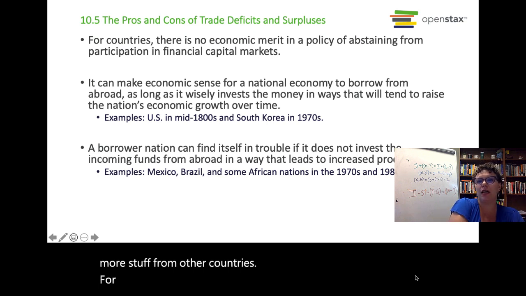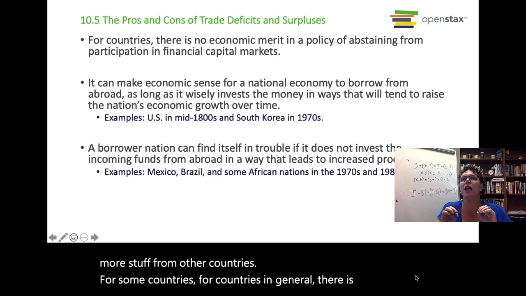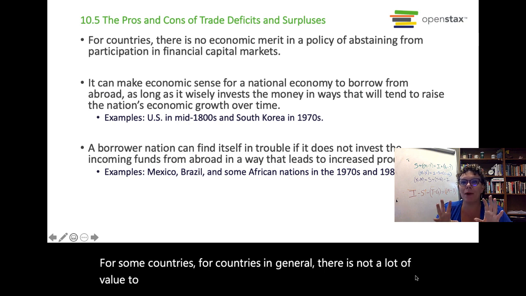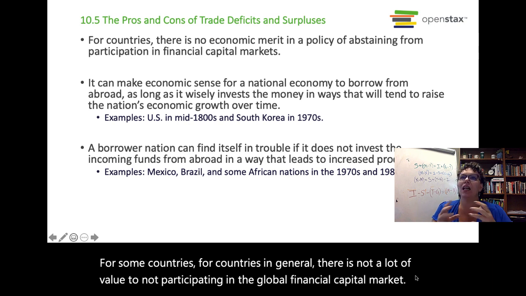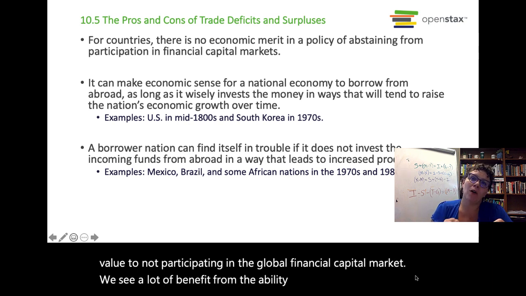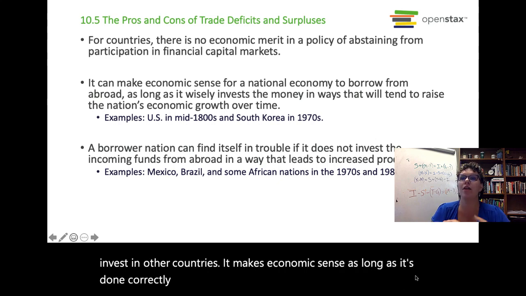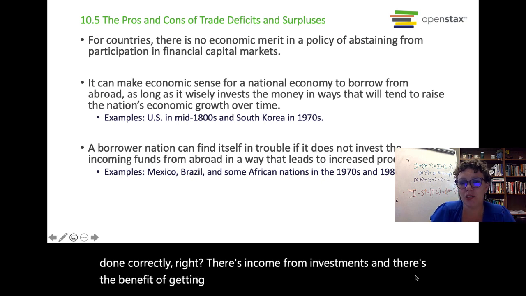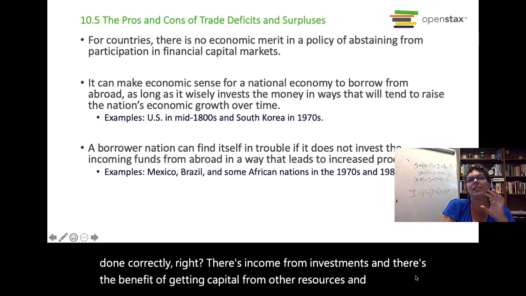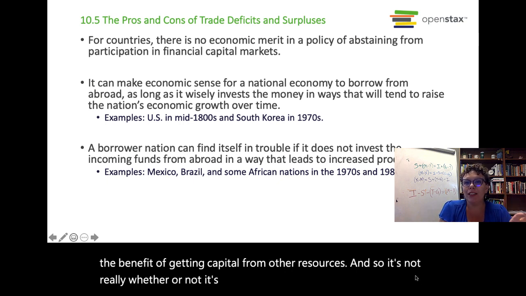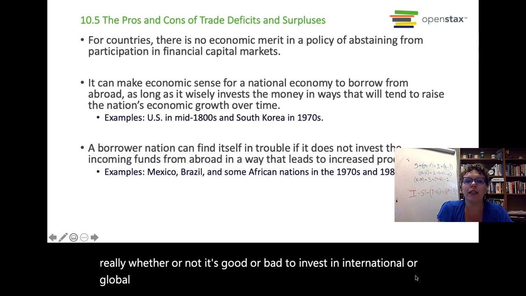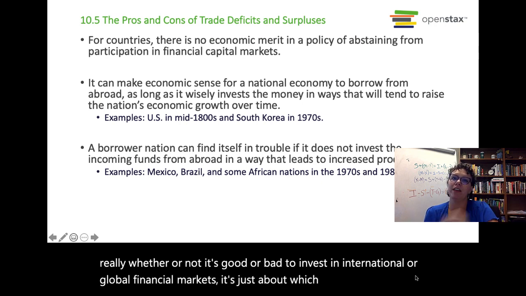For countries in general, there's not a lot of value in not participating in the global financial capital market. We see a lot of benefit from the ability to borrow and lend and invest in other countries. It makes economic sense as long as it's done correctly, right? There's income from investments and there's the benefit of getting capital from other sources. And so it's not really whether or not it's good or bad to invest in international or global financial markets. It's just about which individual investments you're making.